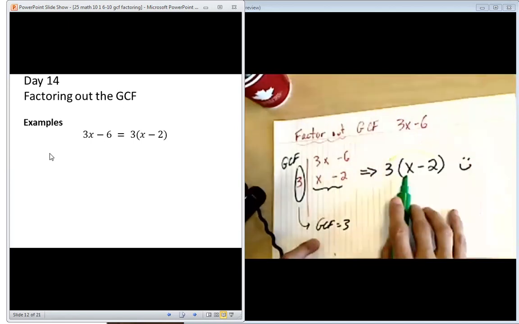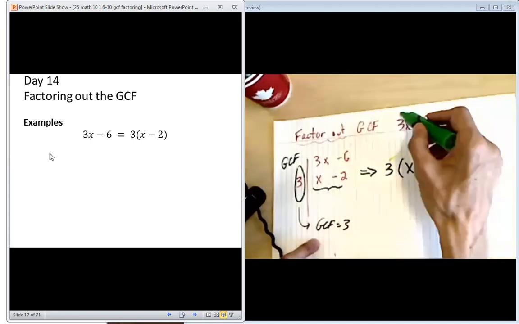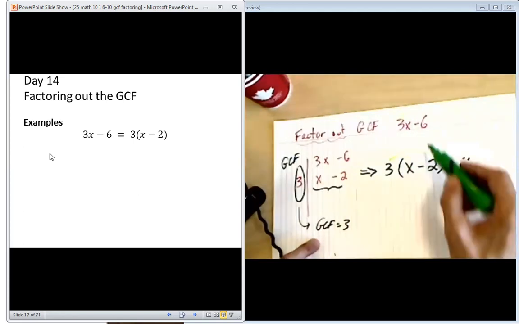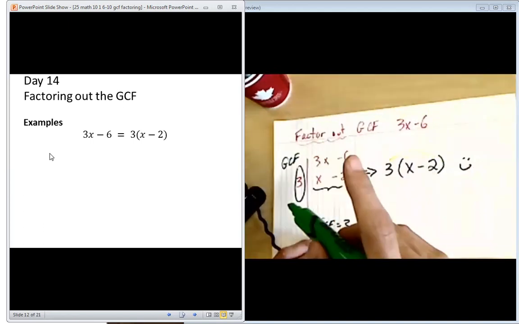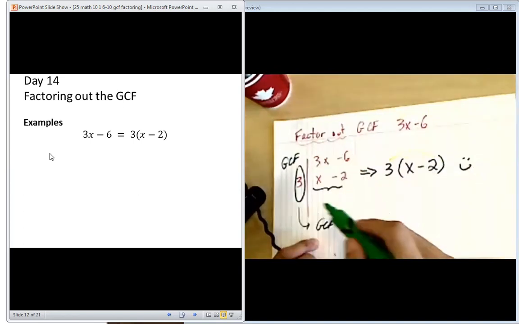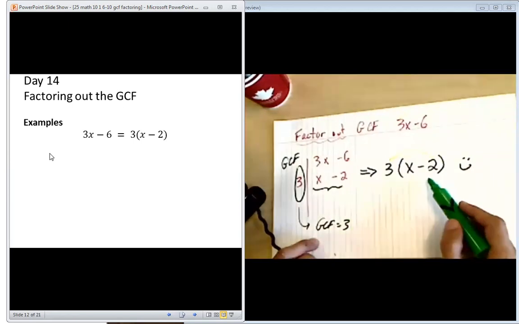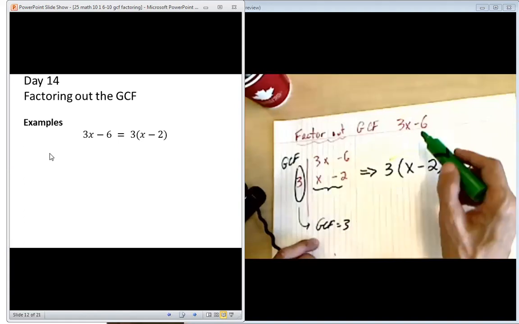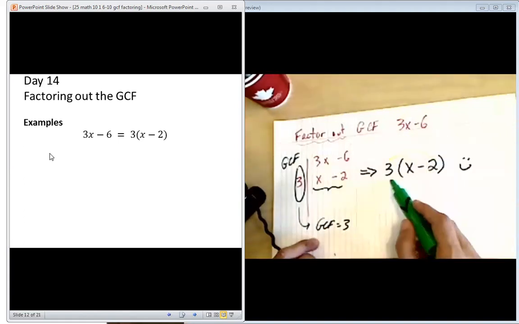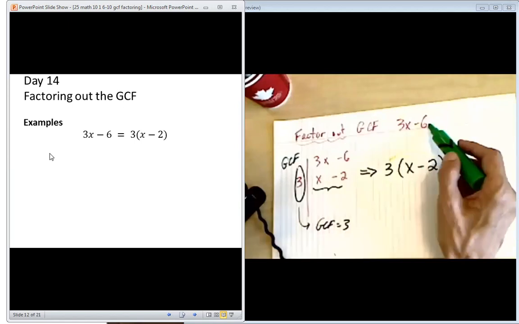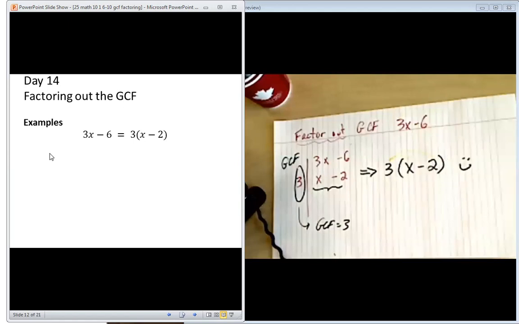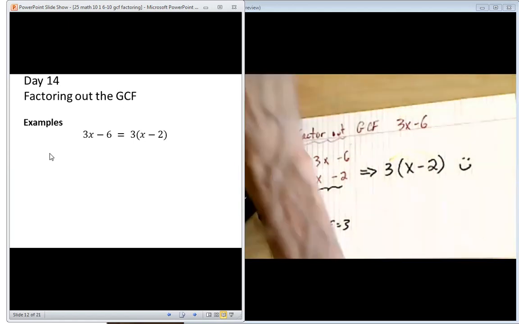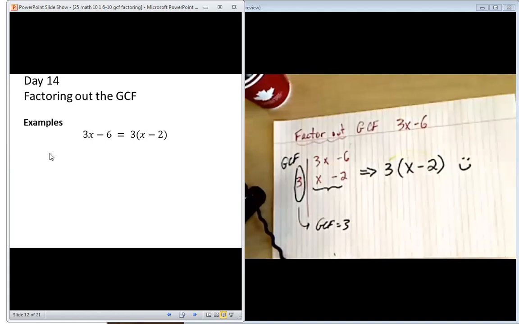What's 3 times x? 3x. What's 3 times minus 2? Someone in class said 3 times 2 is 2. I'm going to say no. What'd you get? 0. One more time. 3 times negative 2? Negative 6. Yeah, negative 6. Okay. So we get from here back up to there. Okay, so there's a couple examples showing that, and then that's it.